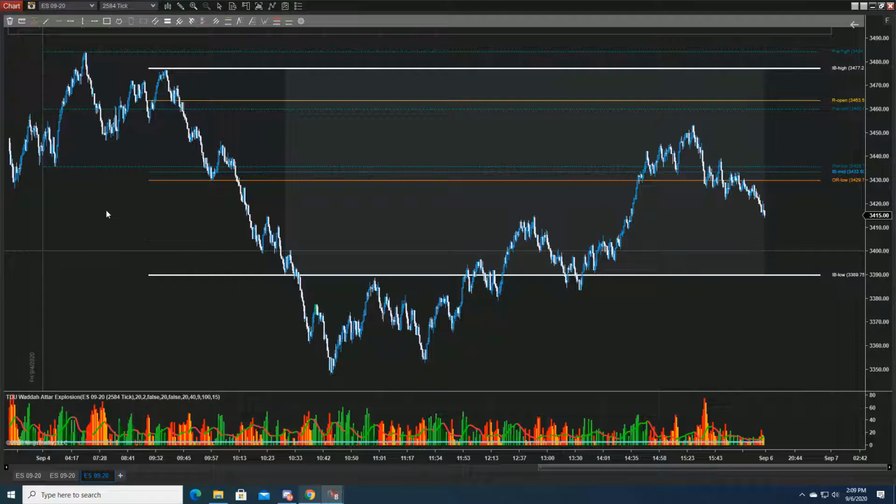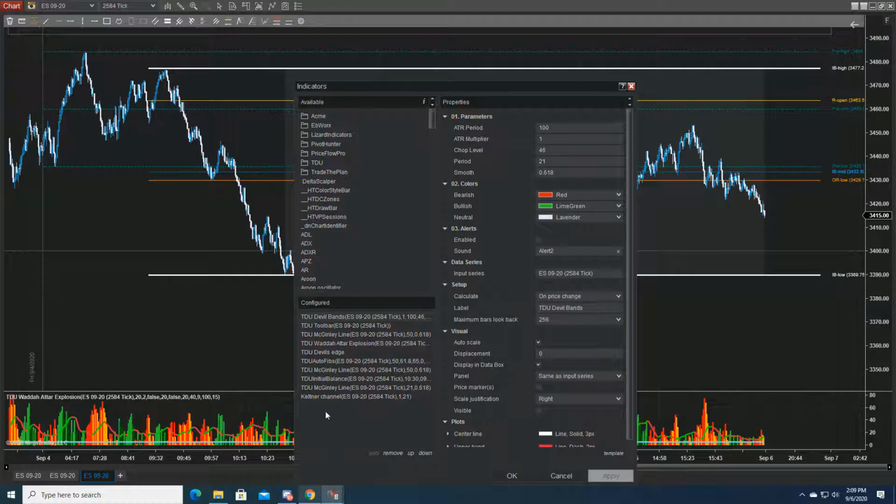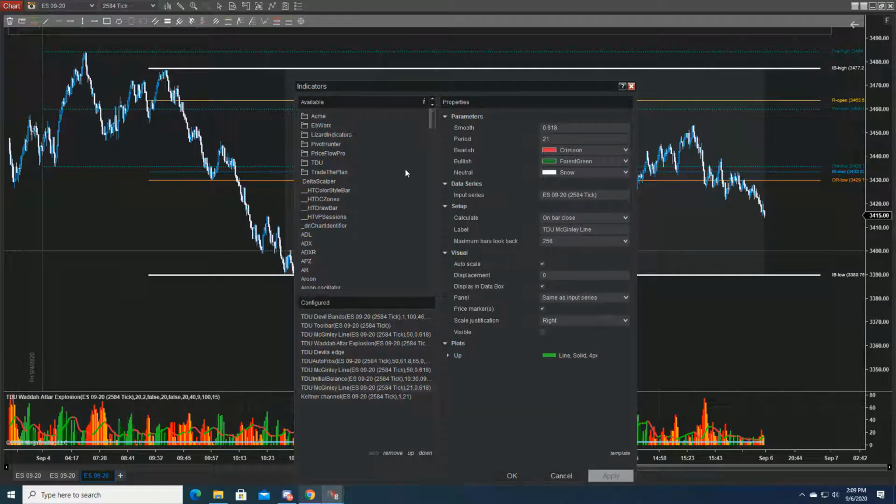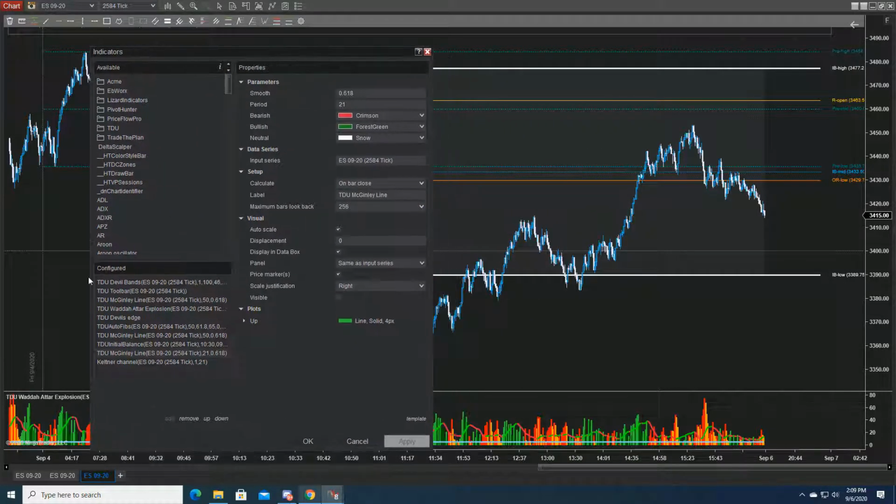Obviously the best way to show this to you is to just put it on a chart so you can see it. I've got several indicators here, and we're just going to focus on a few of these for this particular video. Here's the McGinley dynamic line. This is our version of the Trade Devils McGinley lines. It's got a smoothing factor. I think the default, if you were to purchase this, would come at a 0.6.